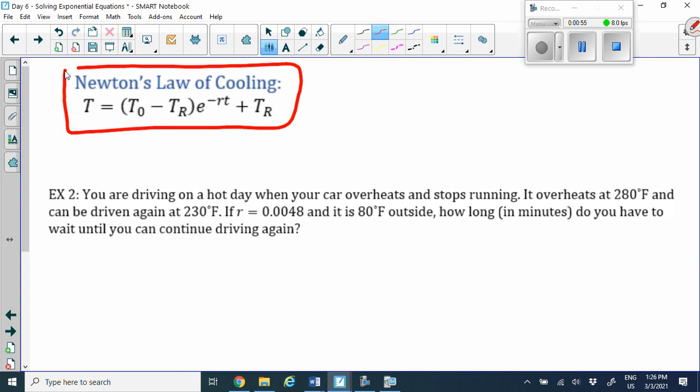Now we do need to talk about what each of these variables represent. So T naught, this is what we call the initial temp or initial temperature, okay? When you have T sub R, that's what we call the room temperature or room temp. Okay. R is once again going to be your rate as a decimal. This is going to be the rate of cooling.